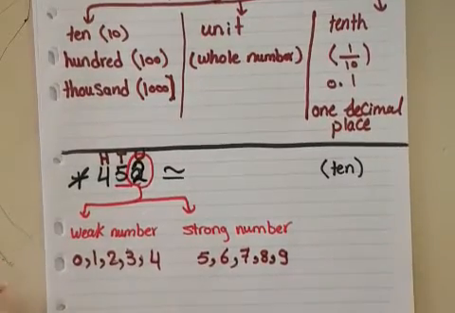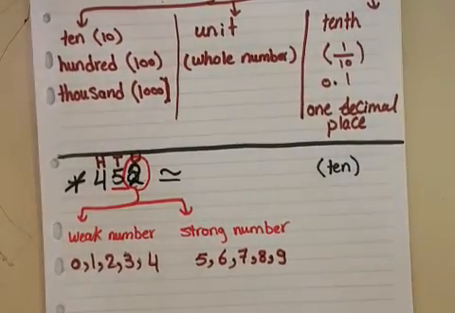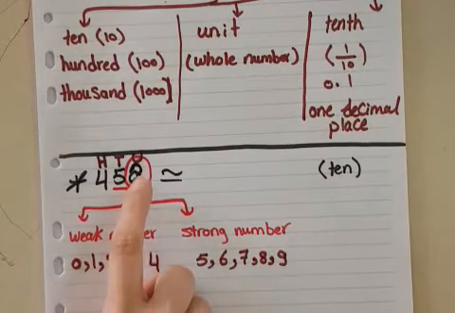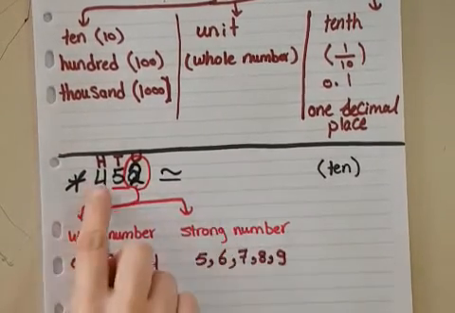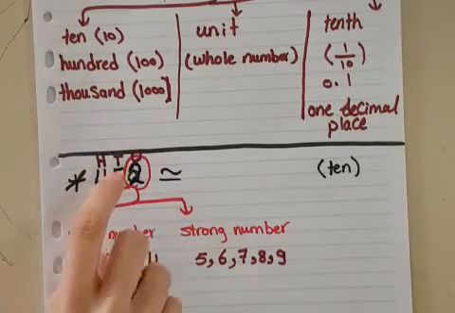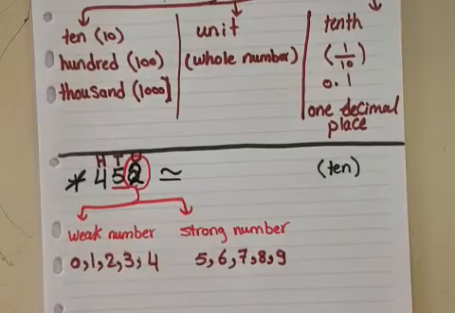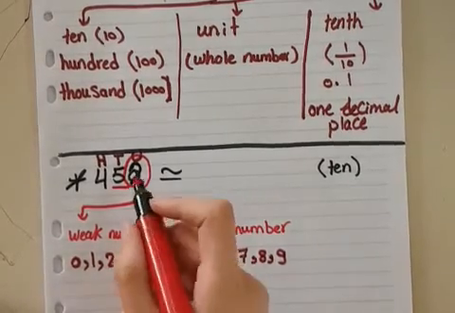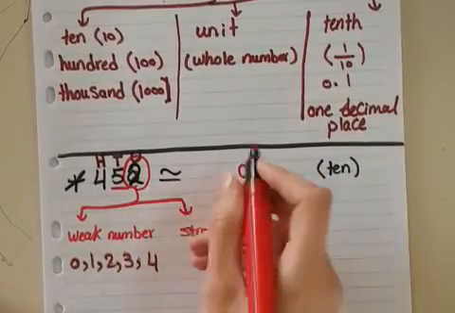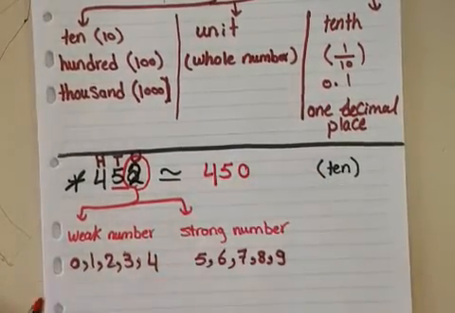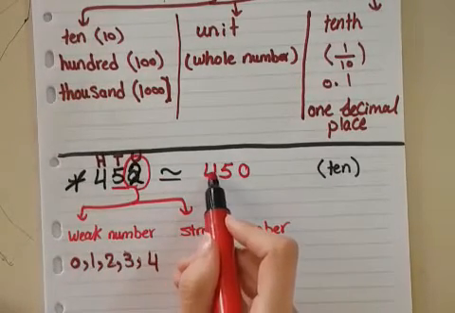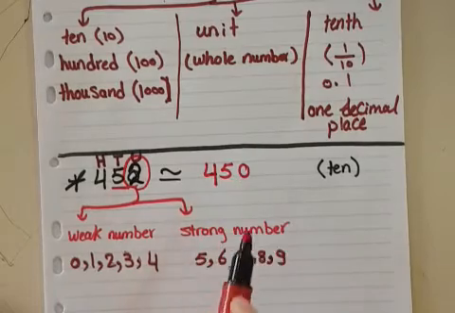If it's a weak number, you have to replace the 2 with a 0 and put the rest of the digits. If it's a strong number, you have to add 1 to the previous digit. How? This one, the 2, of course, is a weak number. So for a weak number, we replace it with 0 and write the rest of the numbers, 5, then 4. So 452 is approximated; after approximation, it's going to be 450, approximated to the nearest 10.